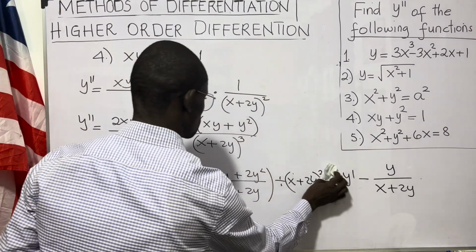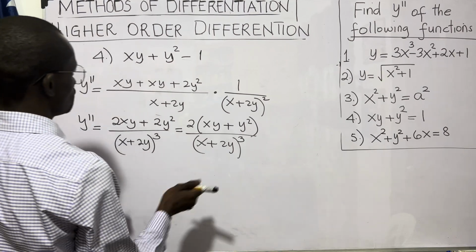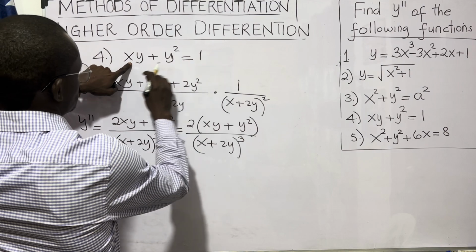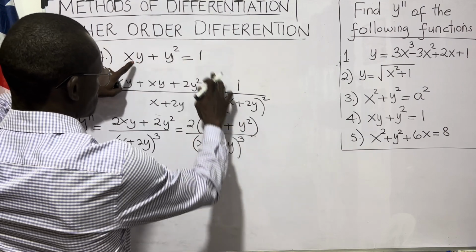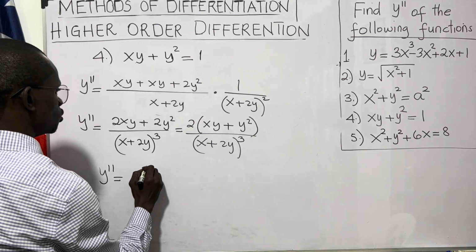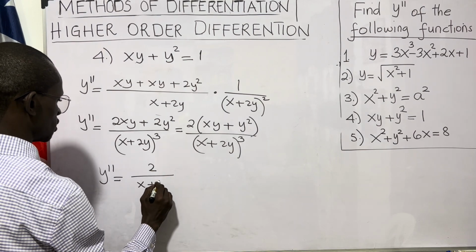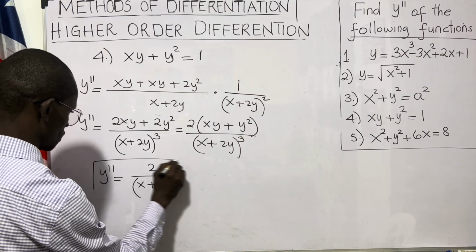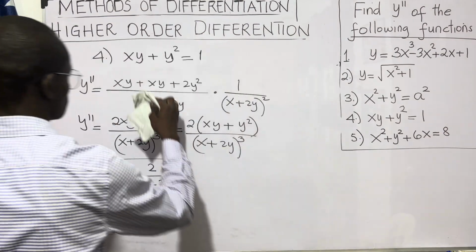From the original equation, we can solve for xy plus y squared. In fact, we know that xy plus y squared is equal to 1. So y double prime is just equal to 2 all over x plus 2y all cubed. So this is the fourth problem. Let's do the last one.